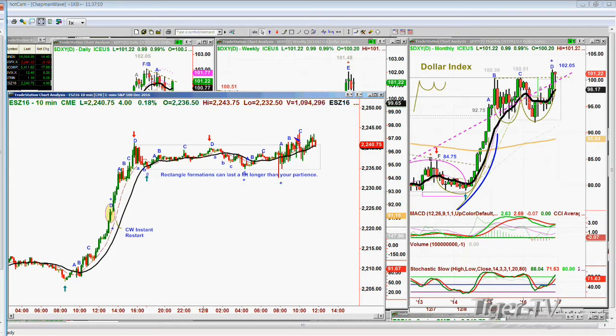Because it broke below all the left side lows, this has to be A. That had to be B. I've got a new technique that I'm working on. It's called a B1 and a B2. I'm not going to get into it right now, but this is a C. I could have said that. In fact, I'm going to do that now.